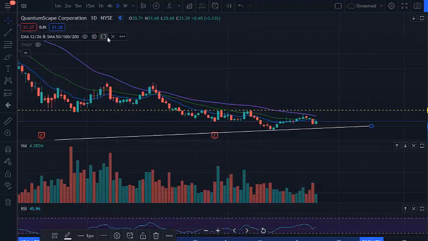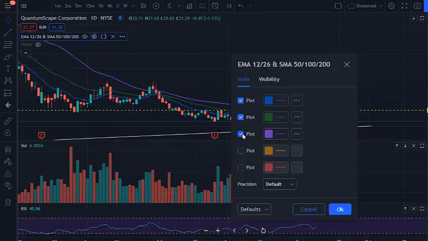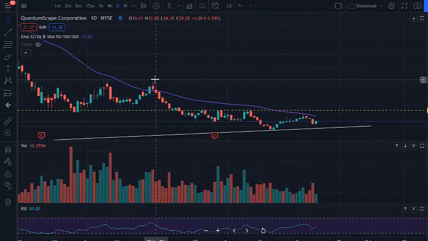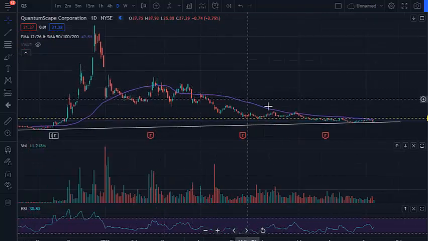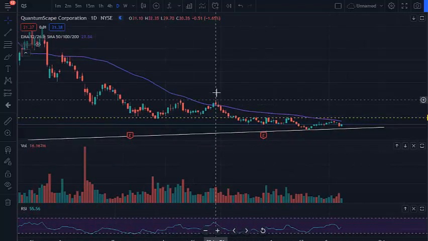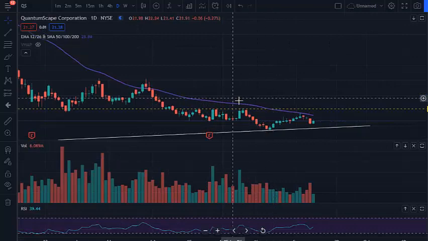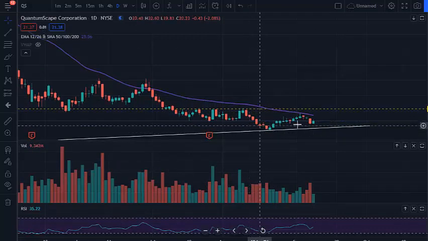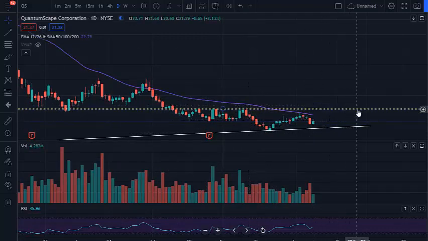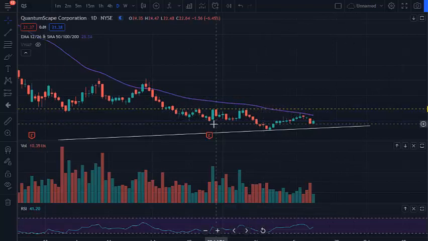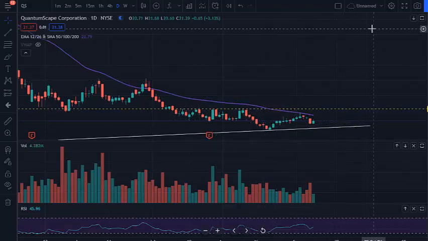But another thing I noticed is the SMA 50, the purple one, which I spoke about earlier. We've been following this all the way down. We keep on trying to make an attempt to get over this SMA 50 and we just can't do it. So I'm keeping an eye on the SMA 50 and at the same time looking for solid resistance levels. And here I have one here at 24.47.